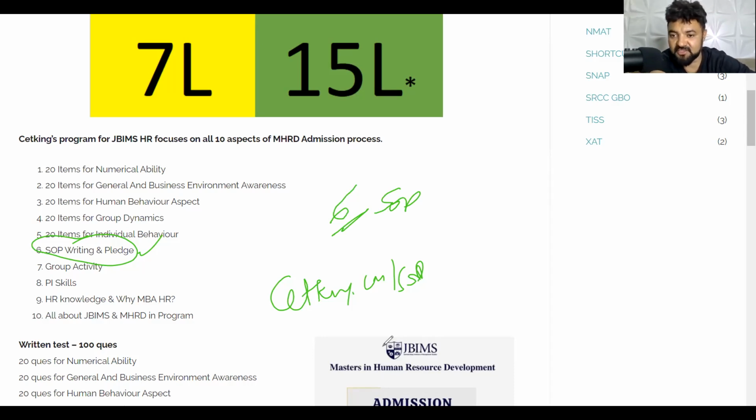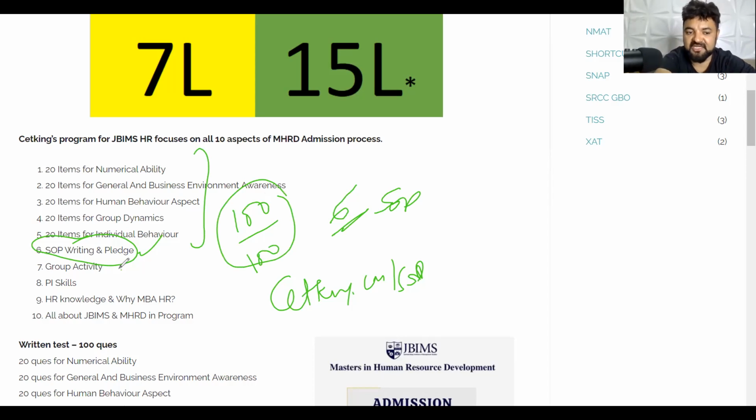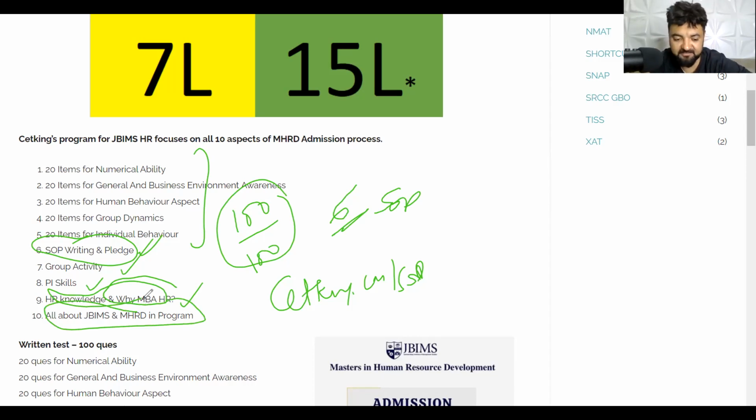What is the time for the test? Total 100 questions, 100 minutes. It's a 100 question, 100 minute test. Then group activity, interview skills, HR, why MBA. This is a topic I want to focus on today: why, and all about JBIMS and the MHRD program. Fine. So that's our complete syllabus from the exam point of view.